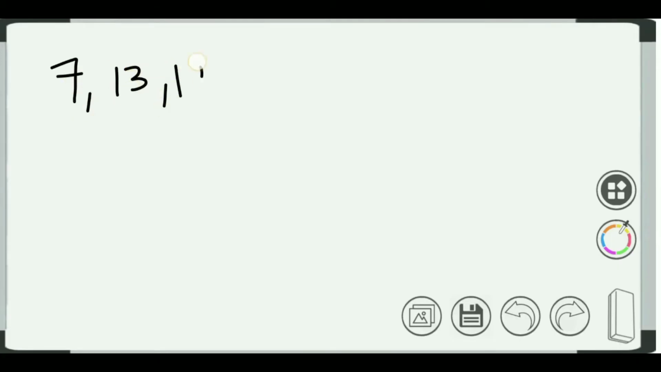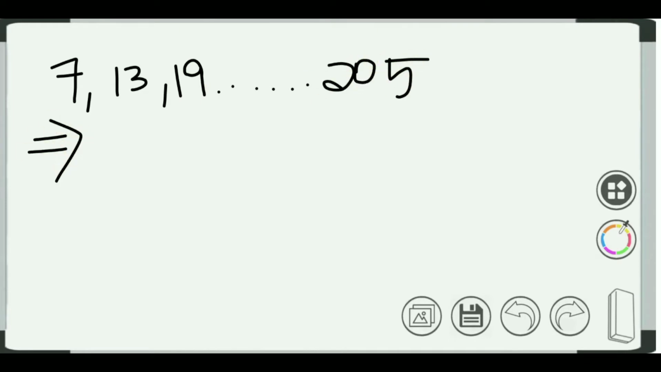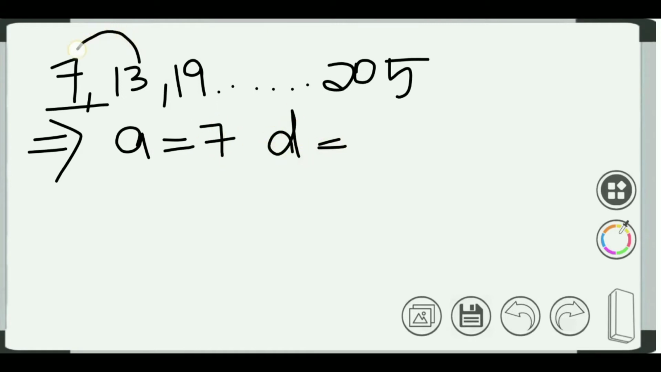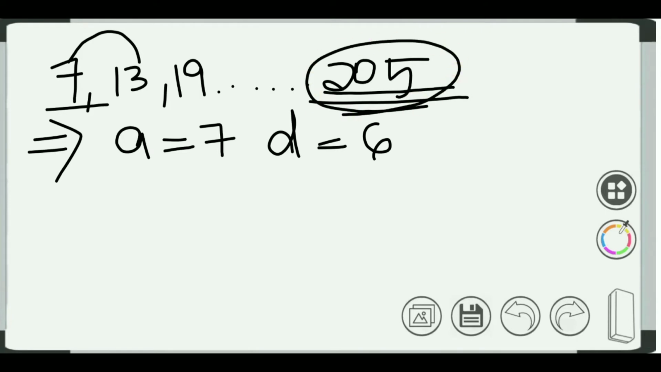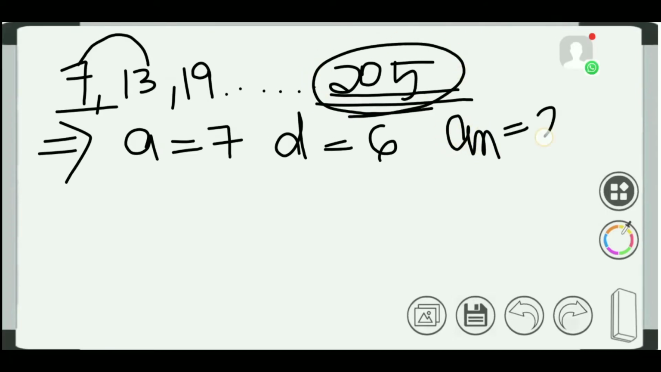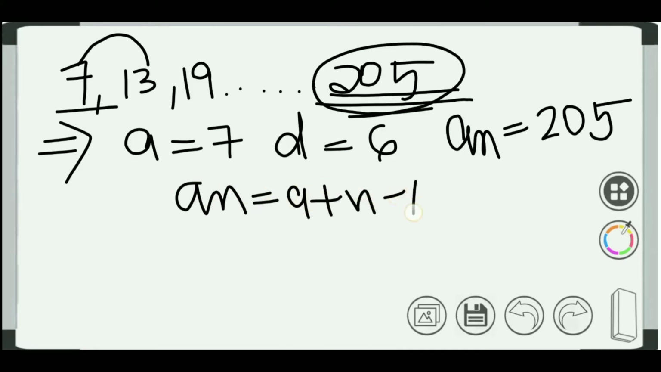7, 13, 19, etc. till 205. First you write the given details. a is equal to the first term, 7. d is equal to 13 minus 7. What is 13 minus 7? 6. Then this 205 is the last term, that means till 205 we need to find. So you can take an is equal to 205. Now substitute these values in the formula an is equal to a plus n minus 1 into d.